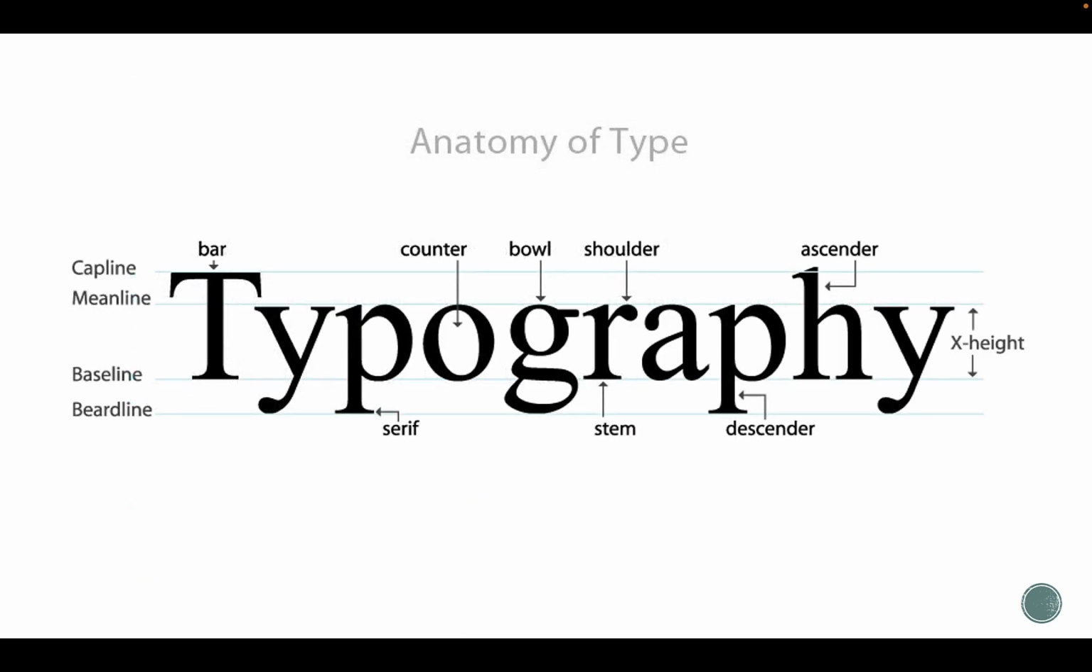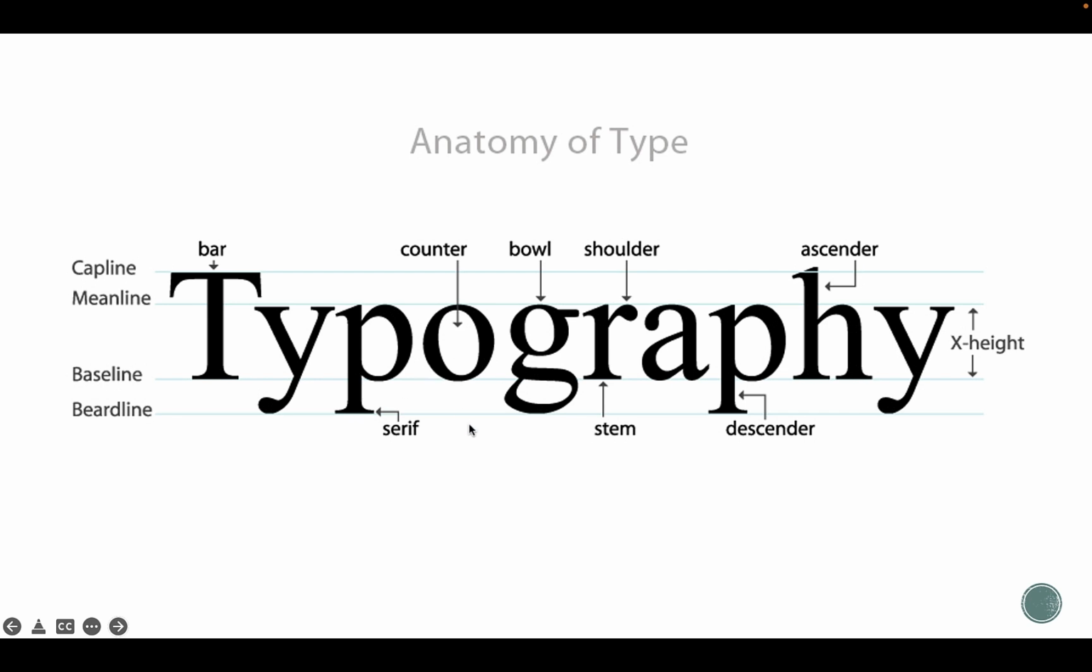All right, so I'm not going to make you memorize the anatomy of typography, but I did want to point out a few things. The biggest thing that makes a font easier to read is going to be the X height, which is basically the height of the lowercase characters. The taller the X height is, the easier it's going to be to read, even if it's a serif font.